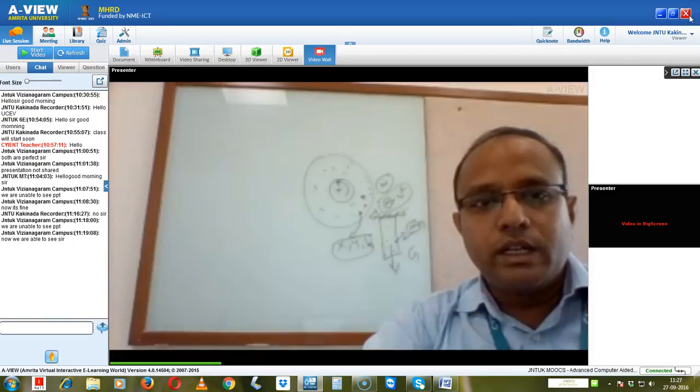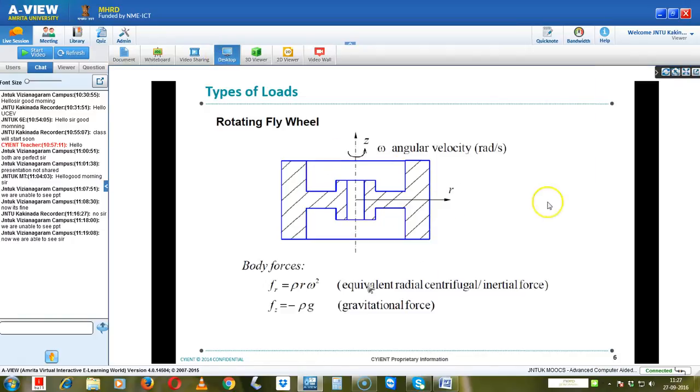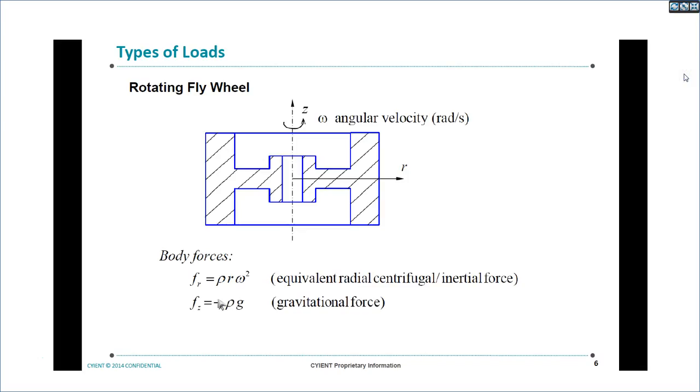One typical example is a rotating flywheel subjected to an angular velocity. The body force will be rho r omega square. Similarly, gravitational force will be minus rho g. So this rotating flywheel is subjected to angular velocity as well as gravitational load. Those nodes are subjected to two types of loading: one in the radial direction, another in the axial direction. The radial direction is the result of velocity, and the axial direction is the result of gravitational force.